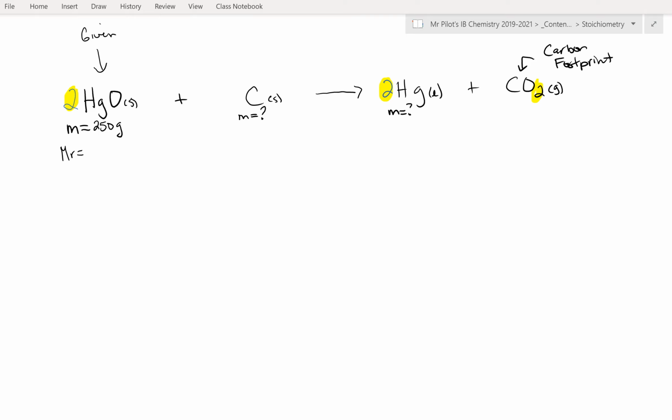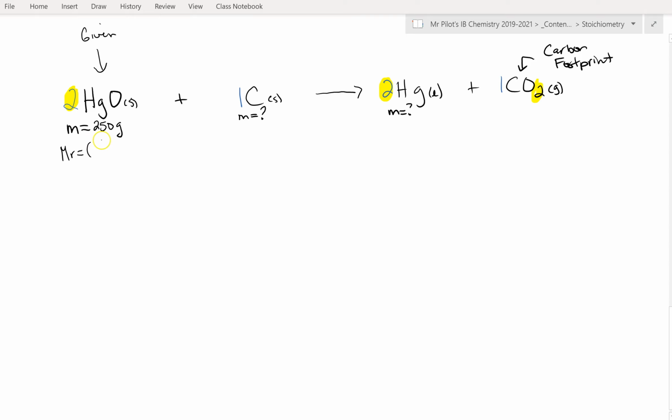We do understand that there is 1 and 1 here. So our ratio is 2 moles of mercury oxide to 1 mole of carbon atoms will give me 2 moles of mercury atoms to 1 mole of carbon dioxide. That's my molar ratio. So let's go back and let's do some figuring out.